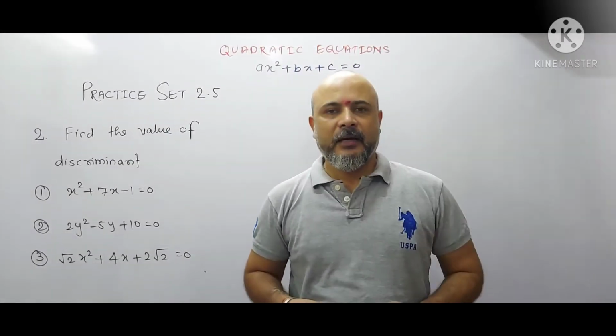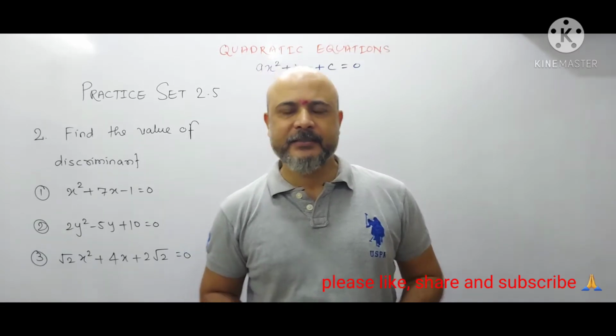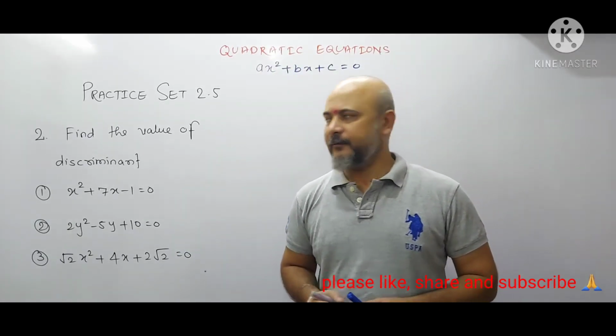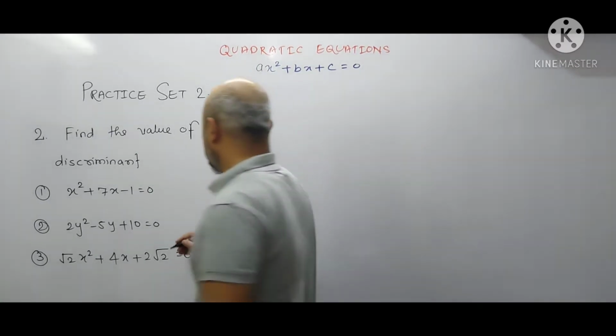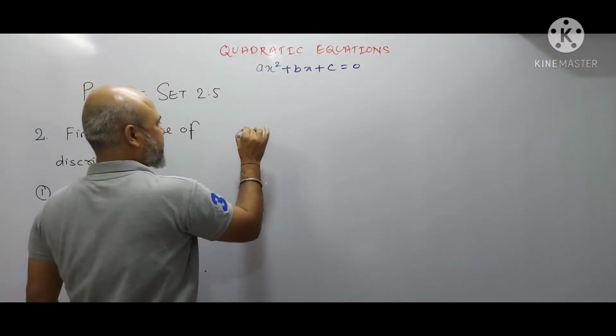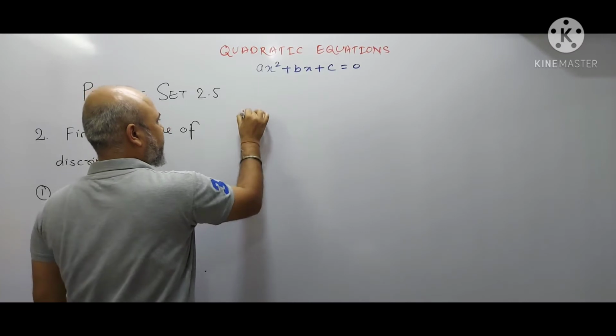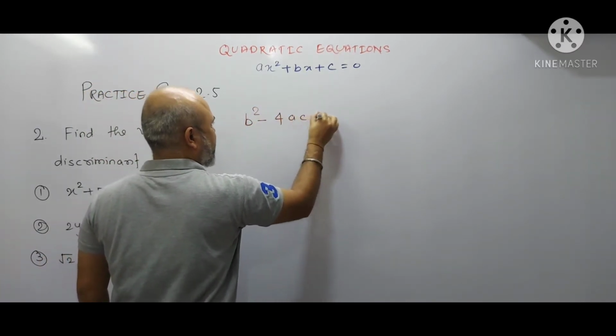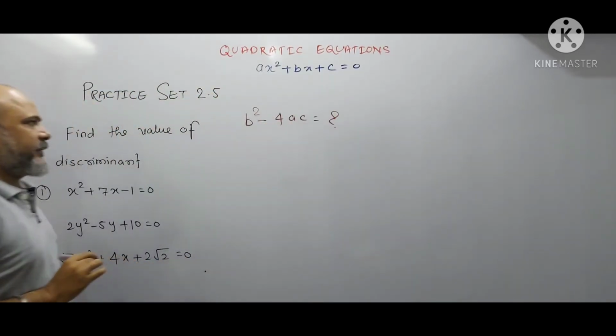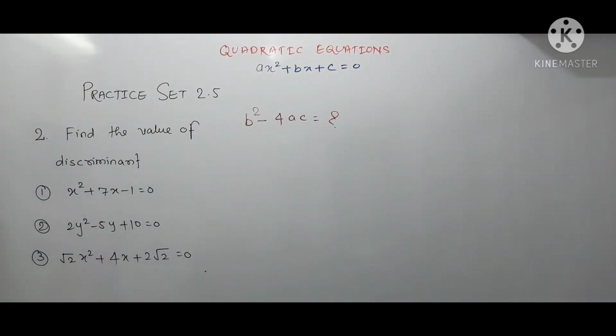Okay students, आइए दोस्तों करते हैं second question of practice set 2.5. Second question is find the value of discriminant. So what is the value of discriminant? That is b square minus 4ac. You have to calculate the value of discriminant b square minus 4ac. You have to calculate. This is the value of discriminant.